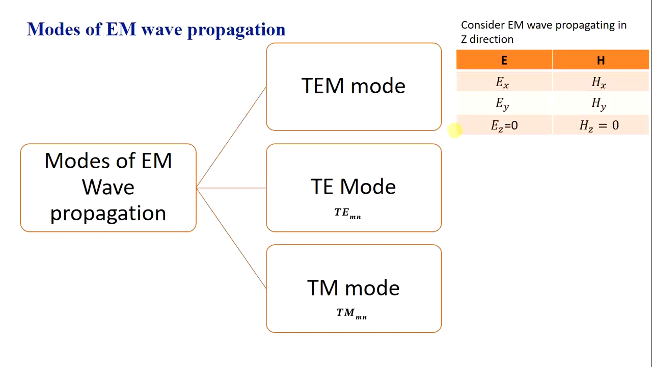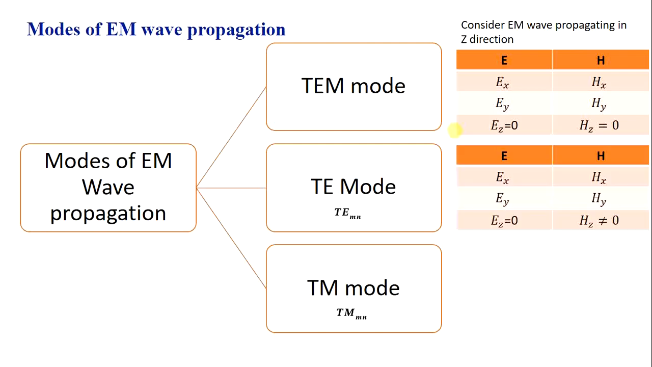In transverse electromagnetic mode, Ex, Ey, Hx and Hy are the transverse components, while Ez and Hz, the longitudinal components, both will be 0. In TE mode, as I said, there will be all the components of the magnetic field, while the electric field components Ex and Ey, which are transverse components, will be present, while the longitudinal component Ez will be equal to 0.